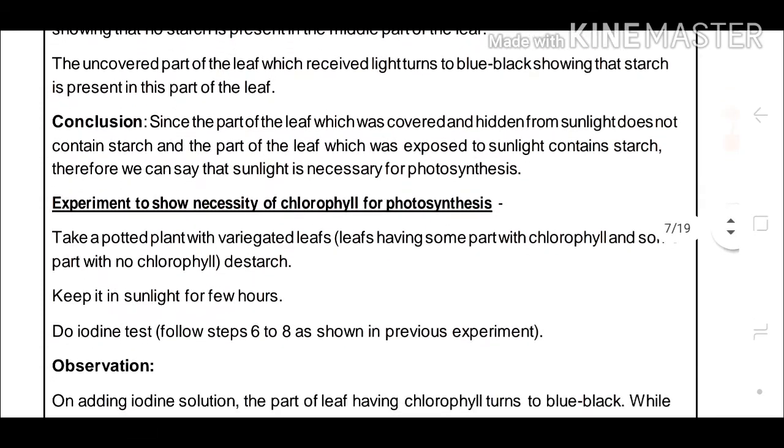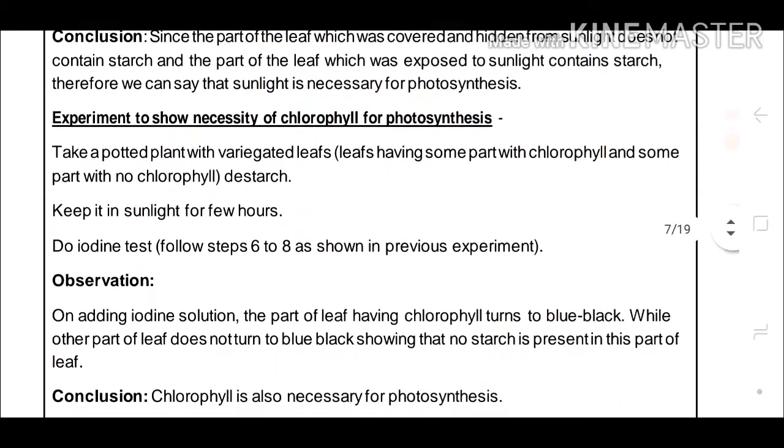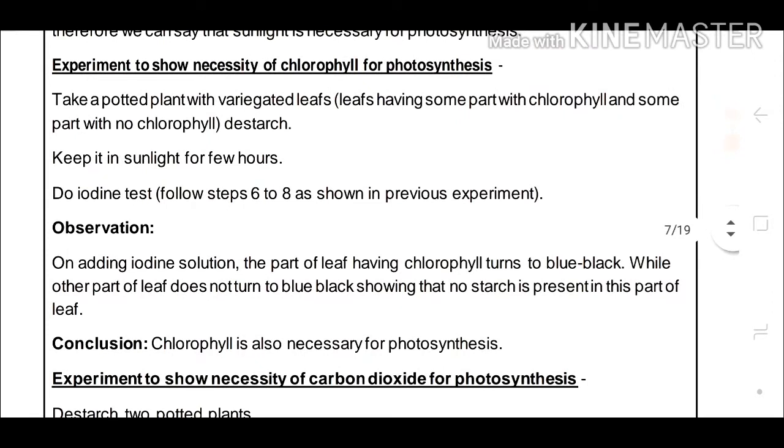Experiment to show necessity of chlorophyll for photosynthesis. Take a potted plant with variegated leaves, leaves having some part with chlorophyll and some part with no chlorophyll. Destarch it. Keep it in sunlight for a few hours. Do the iodine test. Follow steps 6 to 8 as shown in the previous experiment.